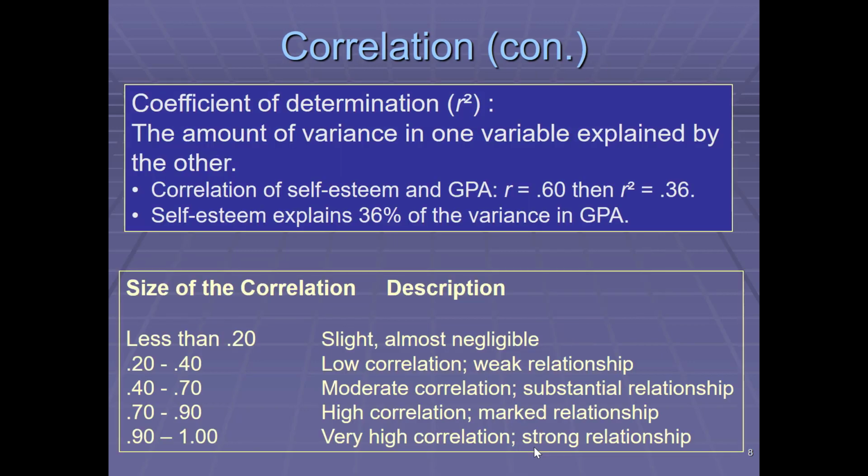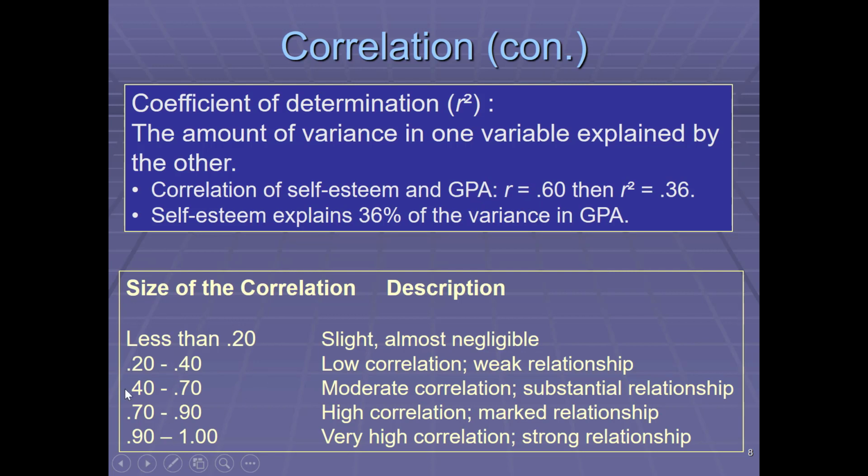All right, so here's that table I was telling you about. The R squared is your coefficient of determination. It is the amount of variance in one variable that is explained by the other. So correlation of self-esteem and GPA, for example, R equals 0.60, which is your actual correlation. Then R squared is 0.36. With your self-esteem is explaining 36% of the variance in GPA.